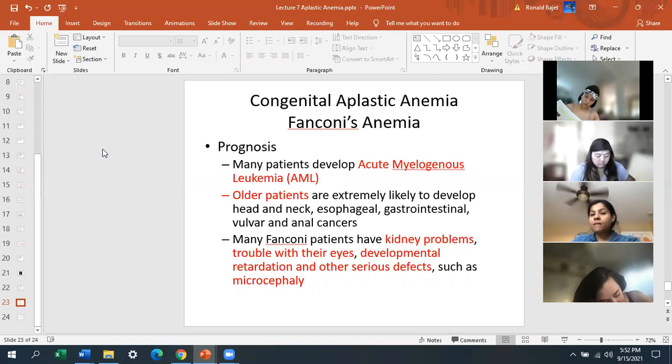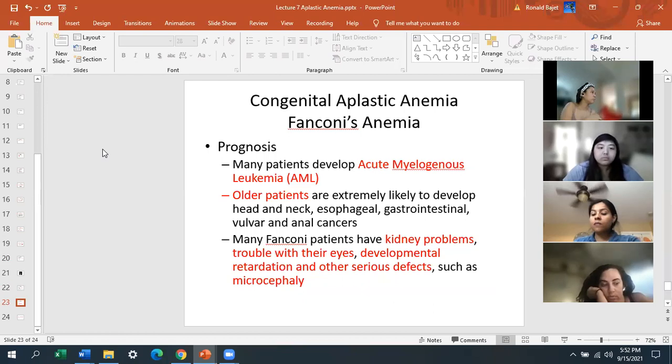Prognosis for Fanconi's anemia, many patients will develop AML, acute myelogenous leukemia, and I'll be discussing this leukemia in the leukemia section. So most of them will develop AML. Older patients are extremely likely to develop head and neck, esophageal, GI, vulval, and anal cancers. And many Fanconi patients have kidney problems, trouble with their eyes, developmental retardation, and other serious defects such as microcephaly.